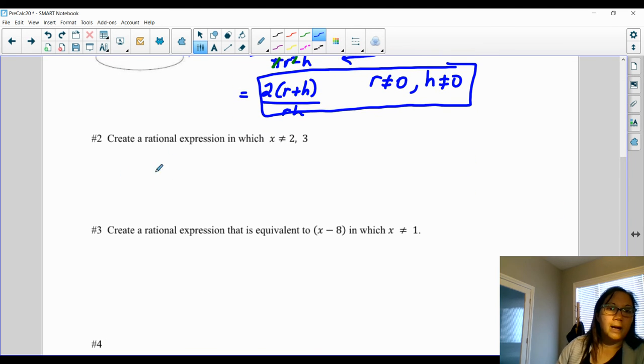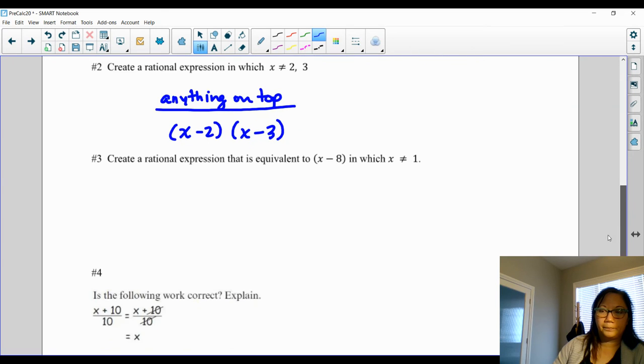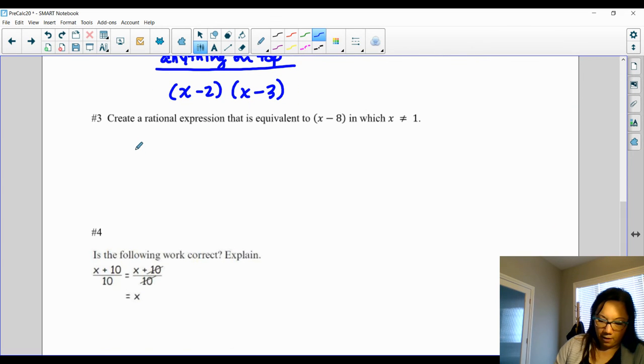Word problem number 2, create a rational expression in which x cannot equal 2 or 3. Well, that's fairly simple. You could literally have anything you want on top. So write any kind of expression you want on top, make it as simple or as crazy as you want. And then on the bottom, I would not be able to have x minus 2 or x minus 3. That's the simplest example, because if I put a 2 in there, I would get 0. If I put a 3 in this one, I would get 0 again. So that's the simplest rational expression I could create. You could get more creative than that, but that's where I'm going to stop with that one.